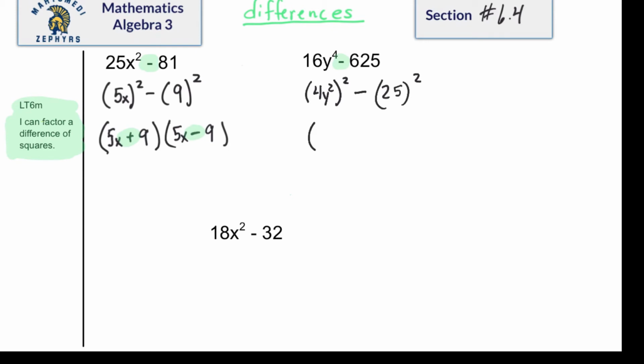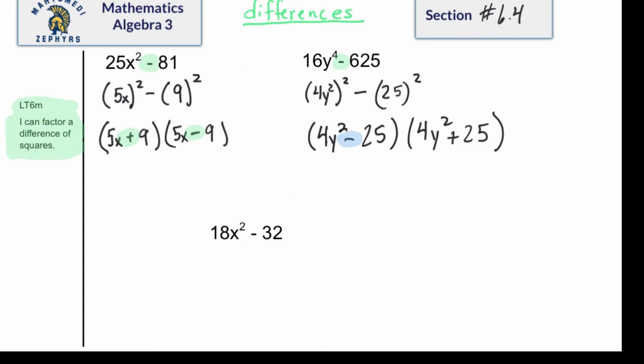So our rule is write down two binomials, place those square roots in the binomials, 4y squared minus 25 and 4y squared plus 25. Most students would stop here. However, I wanted to do an example that points out you must factor completely.